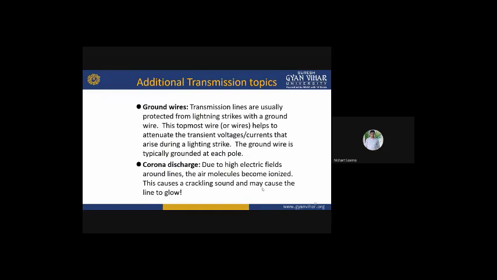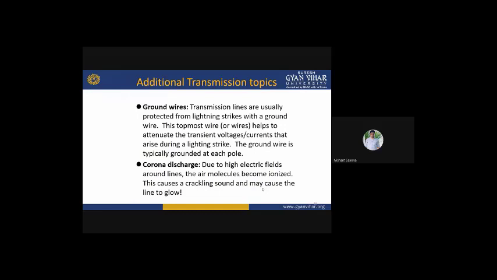Ground wires are used because transmission lines are usually protected from lightning strikes with a ground wire. This topmost wire helps to attenuate the transient voltages or currents that arise during a lightning strike. The ground wire is typically placed on the top of each pole, provided to protect the transmission line from lightning strikes. When lightning strikes, it will directly hit the ground wire rather than the other conductors of the transmission line, and it will be bypassed to the ground. So this has to be provided.